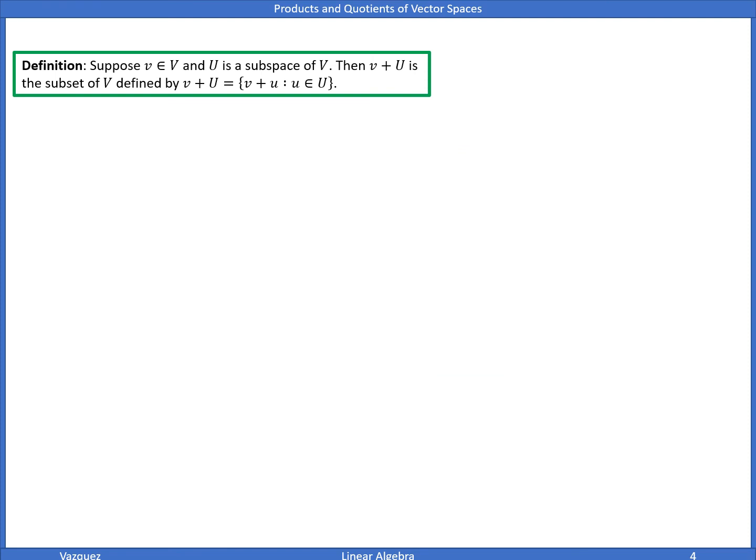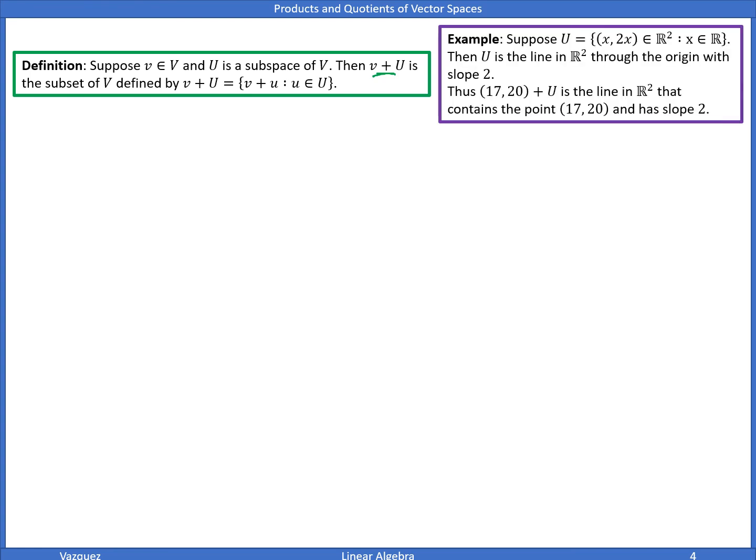So, the definition. Here we're defining what v plus u is. Suppose v is a vector in V and U is a subspace of V. Then v plus U is a subset of V defined by v plus u for all vectors u in U. So what the heck does that mean? Well, let's go over an example.